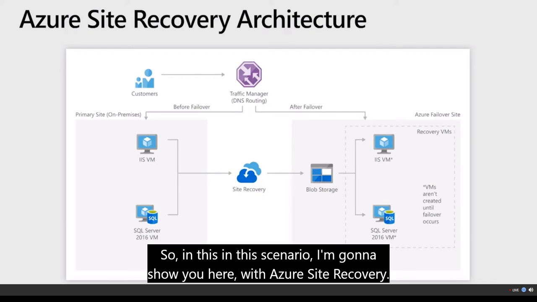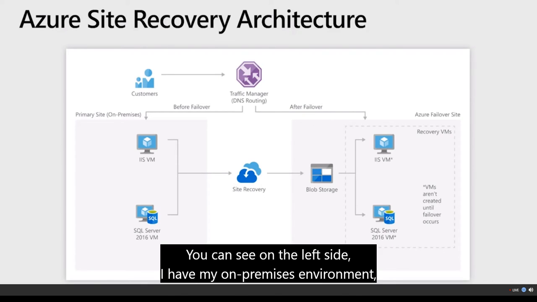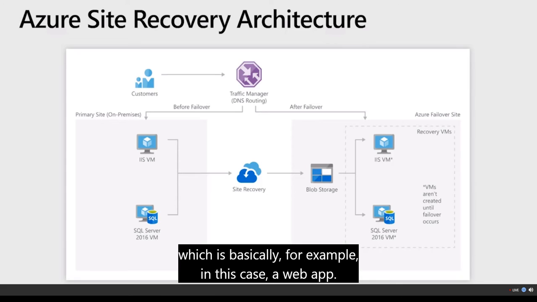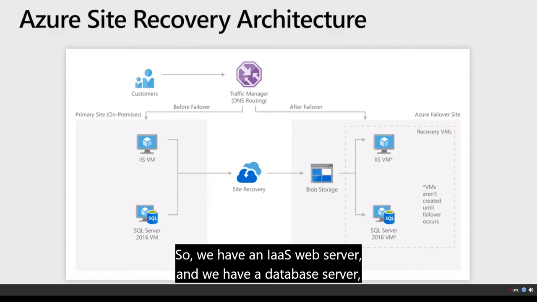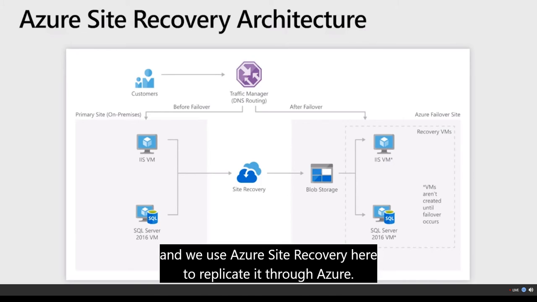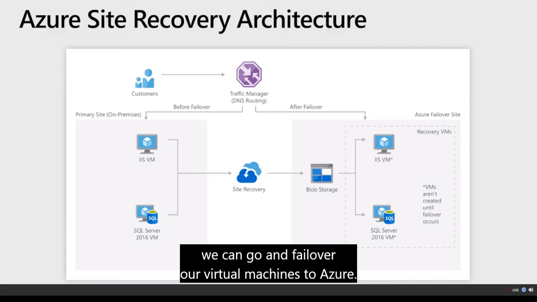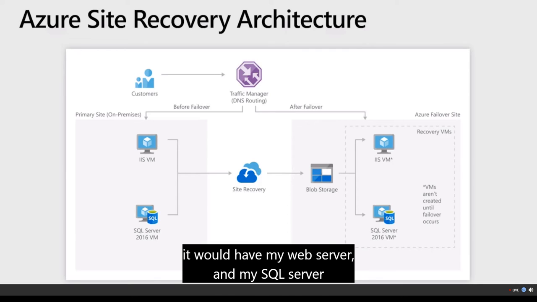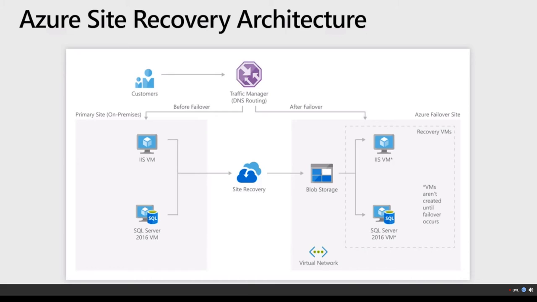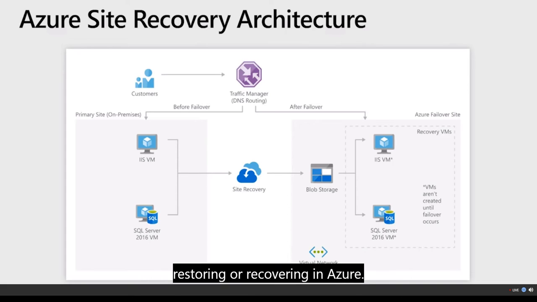So in this scenario, I'm going to show you here with Azure Site Recovery. You can see on the left side, I have my on-premises environment, which is basically, for example, in this case, a web app. So we have a IIS web server and we have a database server, and we use Azure Site Recovery here to replicate it through Azure. And in case of a disaster, we can then go and fail over our virtual machines to Azure. So in this case, you can see on the right side, it would then have my web server and my SQL server restoring or recovering in Azure.